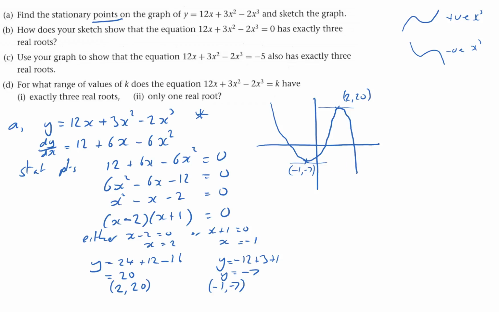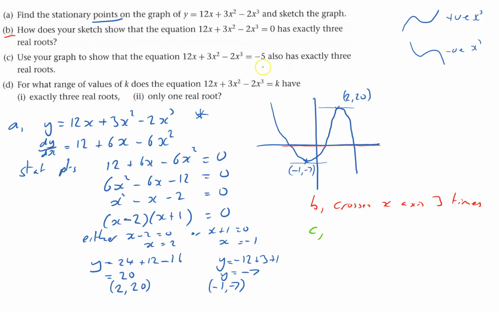I've done that bit. Okay, and part B, I'm going to do in red. So B, how does your sketch show that the equation has exactly 3 roots? When does it equal 0? Well, because it crosses the x-axis 3 times.